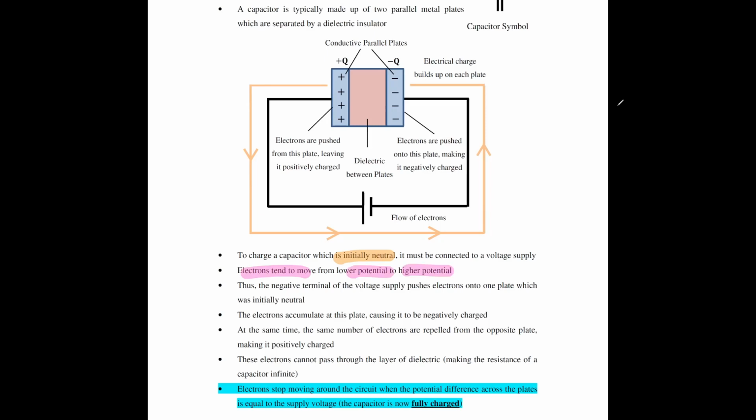Okay, you may remember from your AS, conventional current flows from higher to lower potential. This is when you're talking about conventional current. Conventional current is actually flow of positive charges. So it tends to go from higher to lower potential. But when you're talking about electrons, electrons tend to flow the other way around because they are negatively charged. So it tends to flow from lower to higher potential.